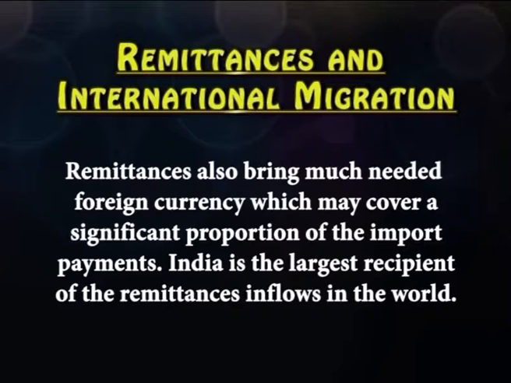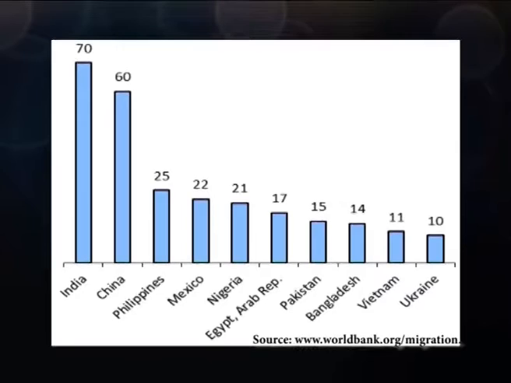India is the largest recipient of the remittance inflows in the world. Based on the recent data released by IMF and central bank resources, international migrant remittances to developing countries are estimated to have reached $404 billion in 2013. India remains the largest recipient of officially recorded remittances in the world. This can be observed from this figure.